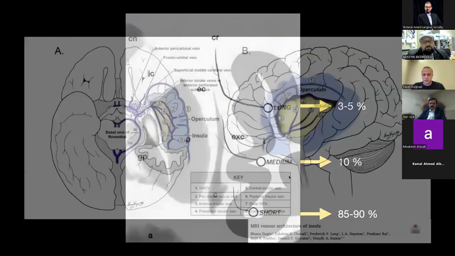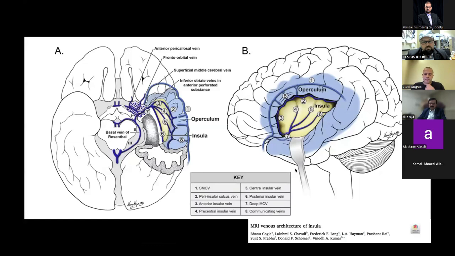In the venous anatomy of the insula, they are named the central insular vein, posterior and anterior insular veins, and these veins drain into the superficial and deep middle cerebral veins.